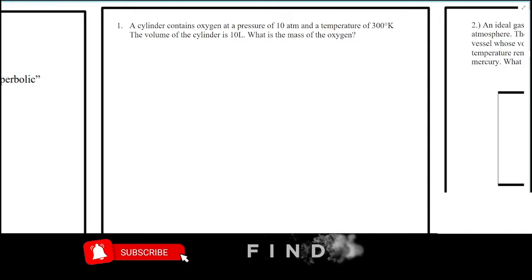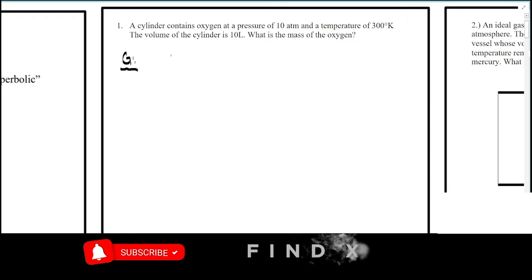So let's have our first example here. A cylinder contains oxygen at a pressure of 10 atmosphere and a temperature of 300 Kelvin, and the volume of the cylinder is 10 liters. What is now the mass of the oxygen? So first off, let's write down all the givens that we have.